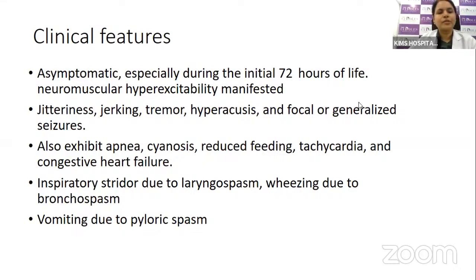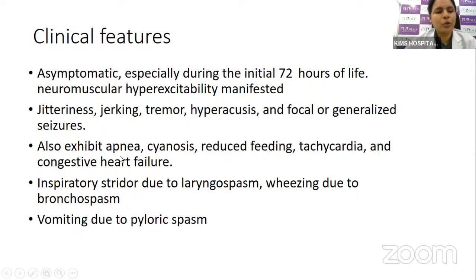So what are the clinical features of hypocalcemia? Now, early onset hypocalcemia in the first 72 hours after birth is usually asymptomatic. There may be occasional neuromuscular hyperexcitability that can manifest, like the baby can have tremors or jitteriness. Whereas late onset hypocalcemia is usually symptomatic.